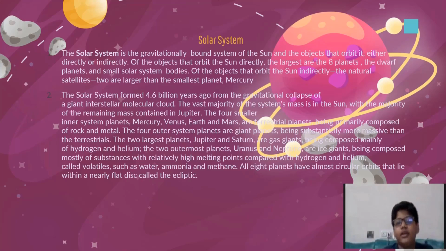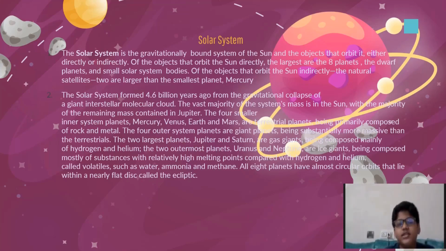The planets are Mercury, Venus, Earth, Mars, Jupiter, Saturn, Uranus and Neptune. And there are some objects which orbit the Sun indirectly: the natural satellites such as the Moon, Phobos and Deimos, the natural satellites of the planet Mars, and Ganymede, Callisto, Io, Titan and other moons which orbit the planets Jupiter, Saturn, Uranus and Neptune respectively.